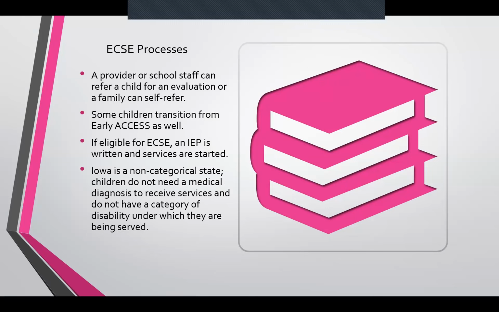This is really important to Iowa. We do things a little bit differently than a lot of states. So in a lot of states, on your IEP, the child has a designation of what category of disability they're being served under. So for instance, in many states, if a child has autism, then they're going to be served under the category of educational autism.